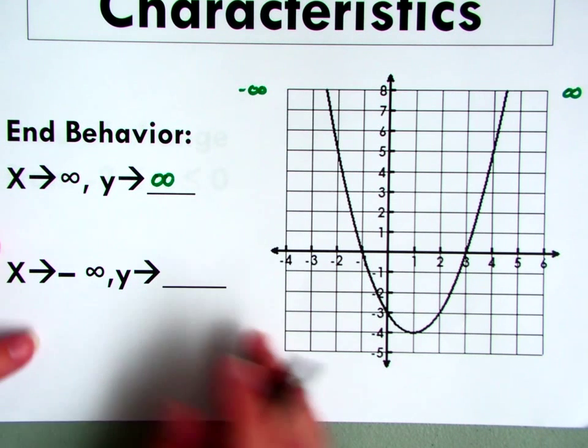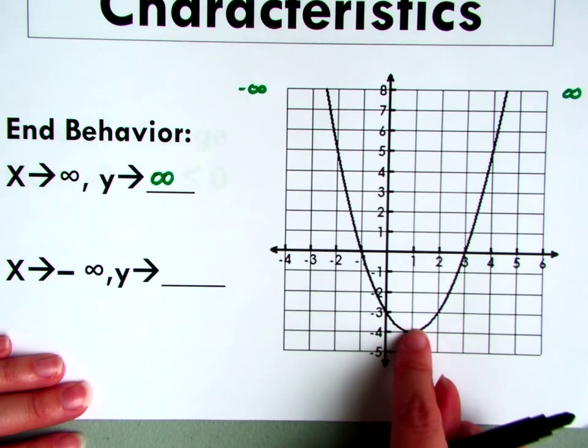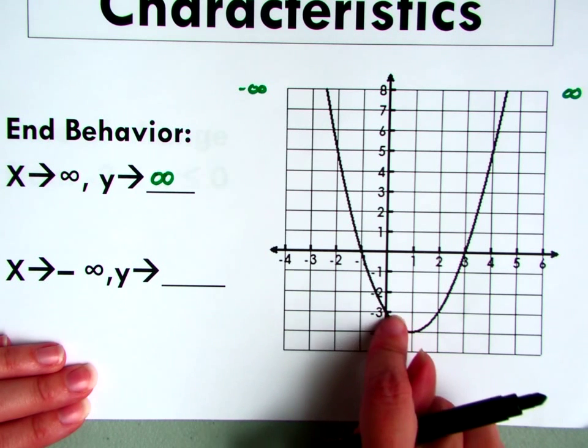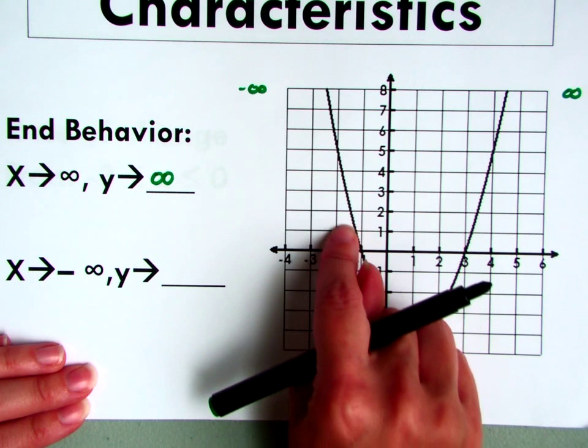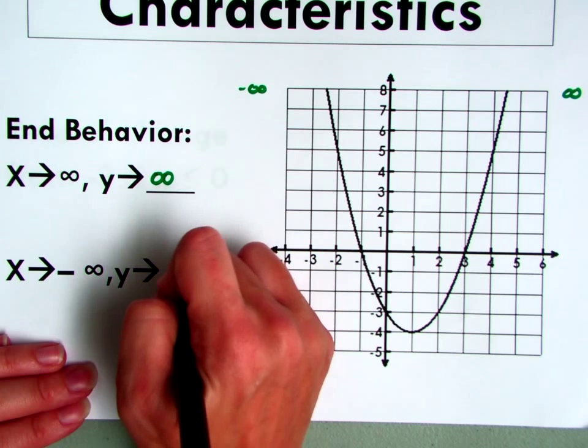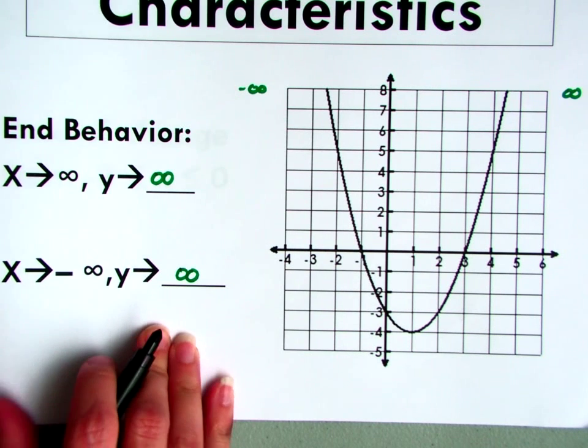The same is going to happen over here. Let's look at this. If we start at the vertex, and as x goes towards negative infinity, forever traveling to the left, where's the y going? The y is still going up towards positive infinity.